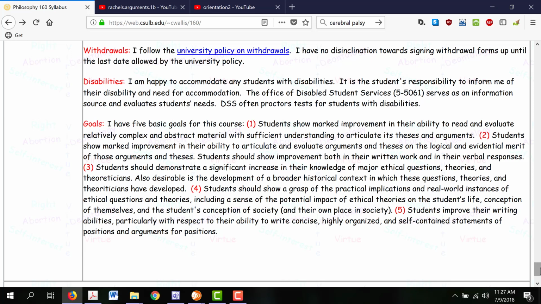It's also desirable from my perspective that you have a broader historical context in which to place these questions, theories, and theoreticians, so that it helps you to understand why it is that a theoretician came to hold the view that they do, why it is that society or civilization has evolved in the ways that it's evolved, the sorts of ethical challenges that occurred, when, and why.